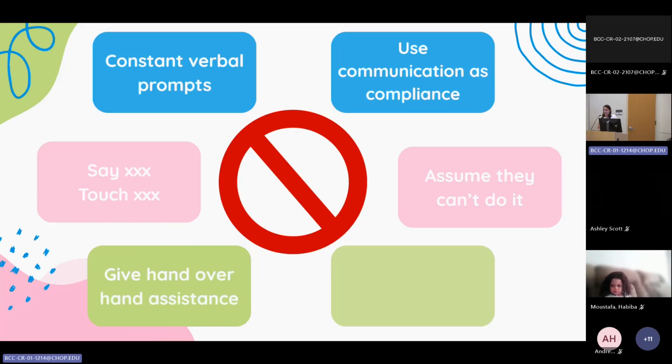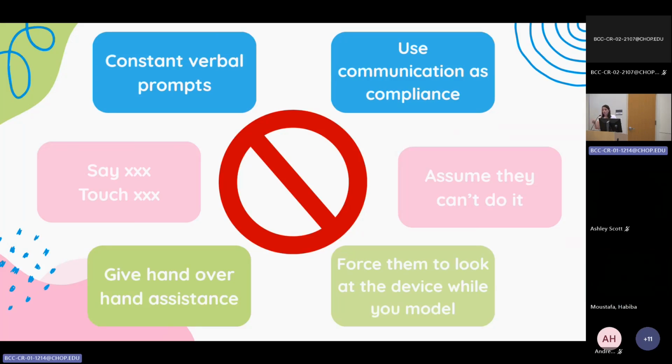The other thing we don't want to do is that hand assistance that we talked about before. And then, I didn't mention this yet: don't force them to look at the device while you model. You think they have to be looking to learn, and they do not. A lot of times our kids are paying attention, whether we think they are or not. More often than not, I find that they are paying attention. They're just focused on what they're doing. They're not looking at me. But you don't have to say, look at the talker, I'm going to find potato chips. They don't have to look at the device. It's actually a little counterproductive, because again, you're adding more onto their plate. Looking at the device while you're modeling is not required.